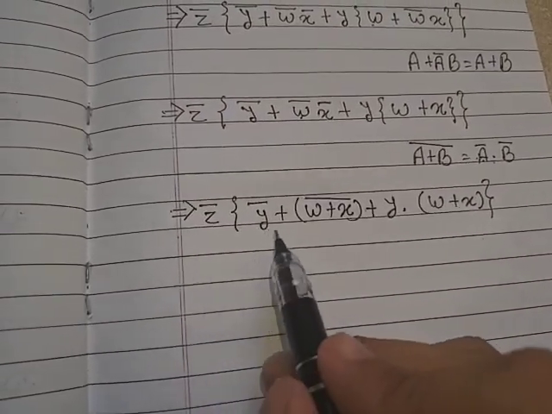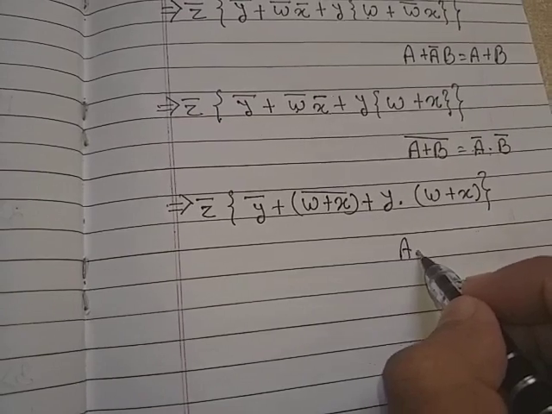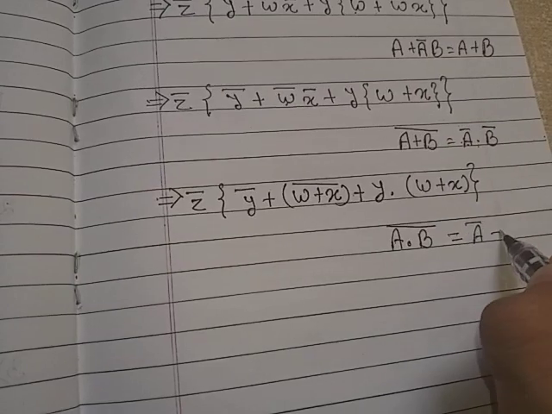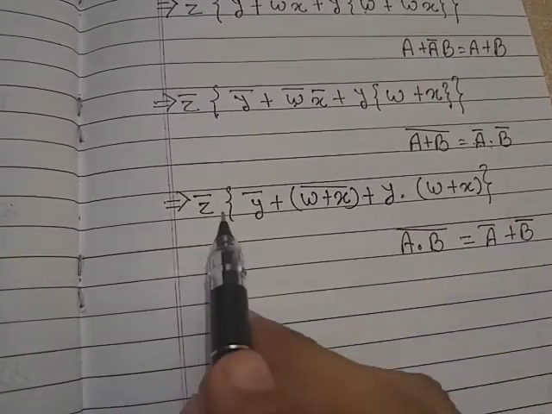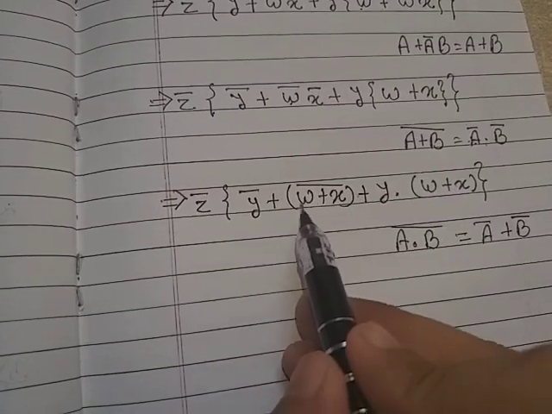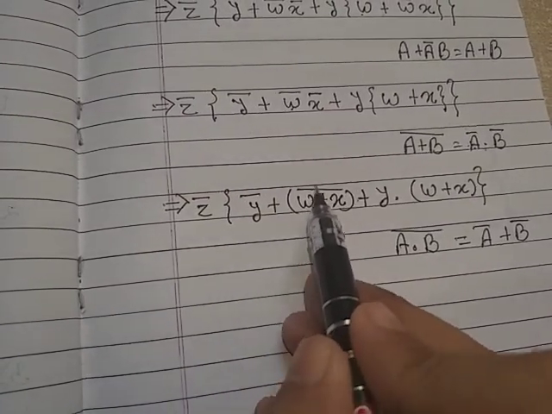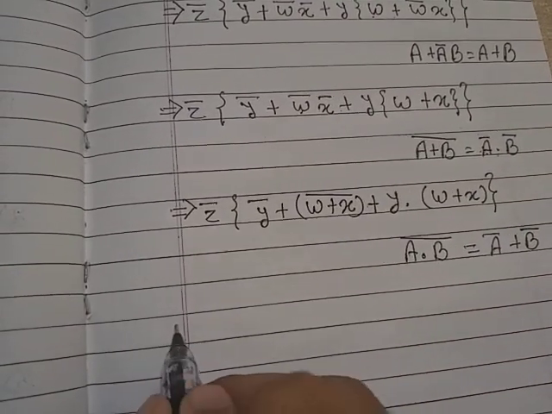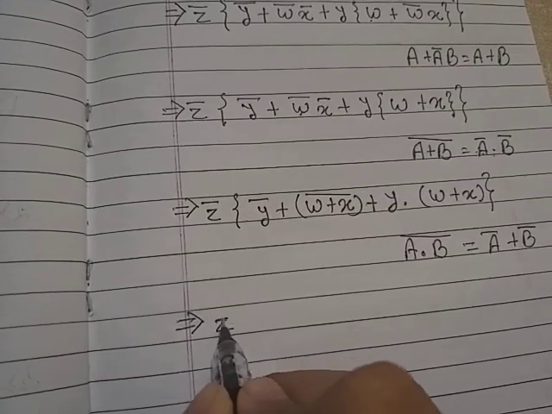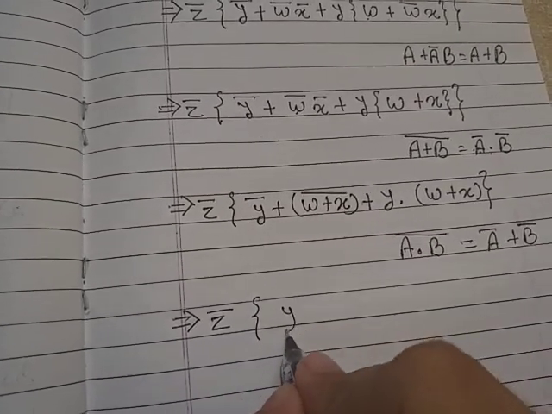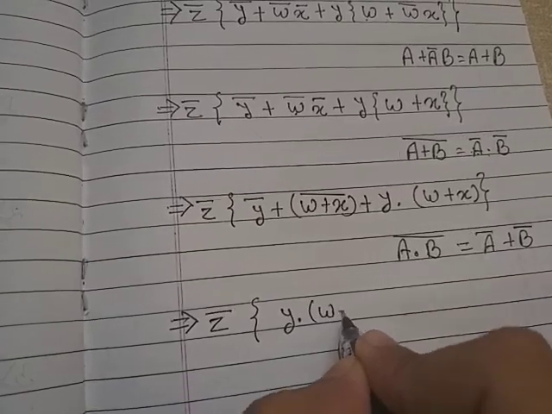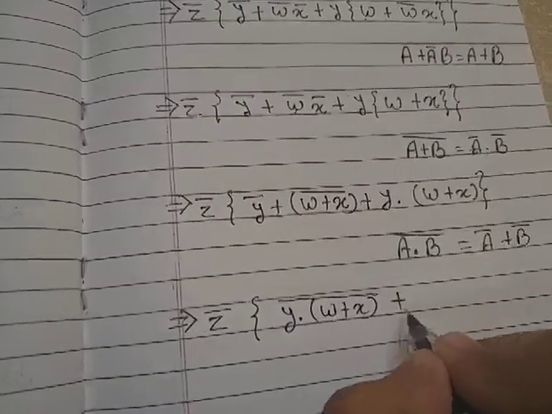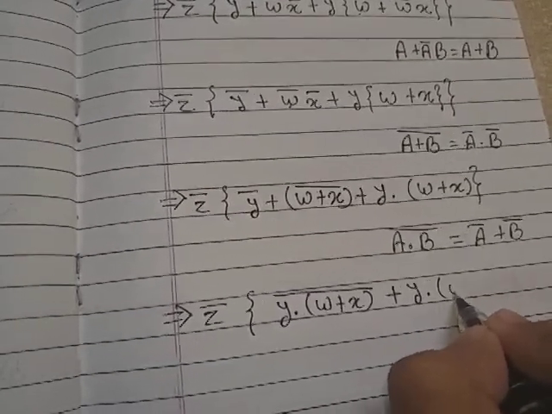Now again, a dot b to the whole bar is equal to a bar plus b bar. Here a is equal to y and b is equal to w plus x. A bar plus b bar is equal to a dot b to the whole bar. So it will become z bar times y dot w plus x to the whole bar plus y dot w plus x.